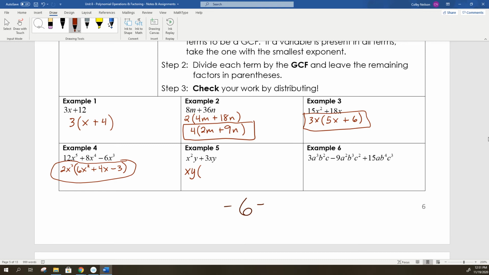So if I divide then, x squared divided by x leaves me x to the 1st. Y divided by y is 1, so I don't need to write anything there. And then 3 didn't divide out, so I'll have a 3. It looks like the x's and the y's both reduce. So I'm just left with x plus 3.